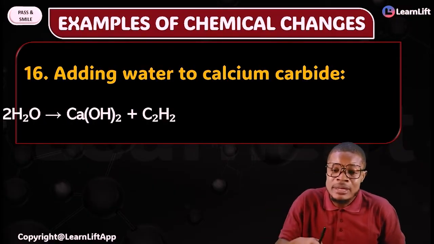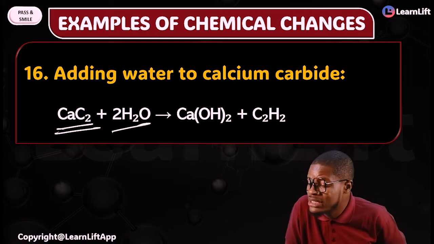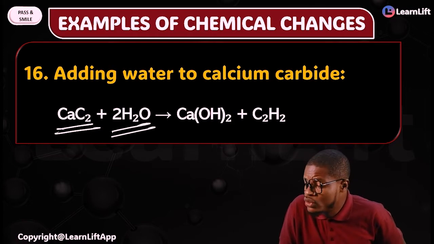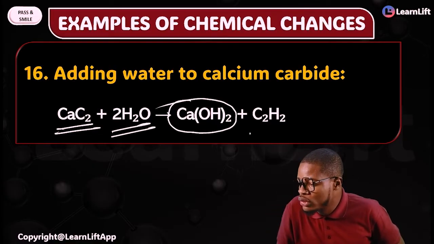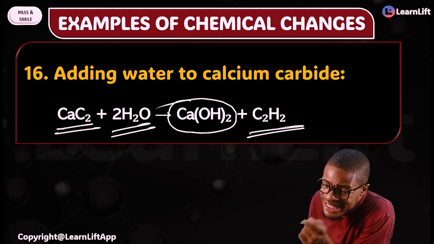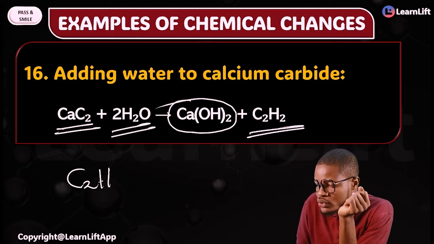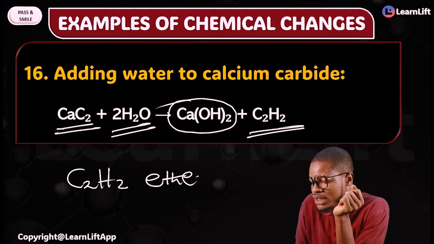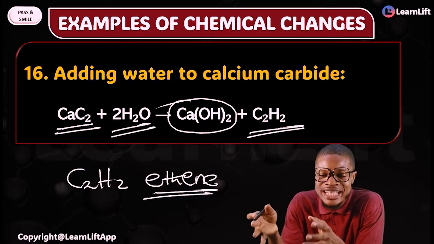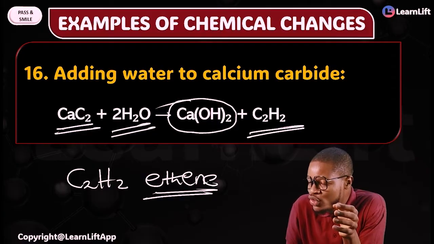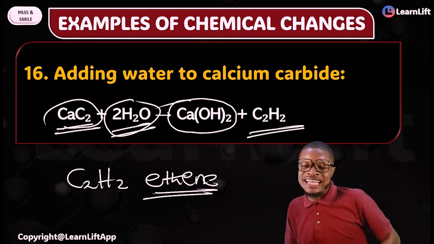And then number 16 is adding water to calcium carbide. In other words, when you take your calcium carbide, CaC2, and you add water to it, what is it going to give rise to? It is going to give rise to slaked lime, Ca(OH)2, and C2H2. This C2H2 that we have here, what is it called? It is called ethane. Ethane is the name. In other words, one of the formations of ethane is the action of water over calcium carbide.